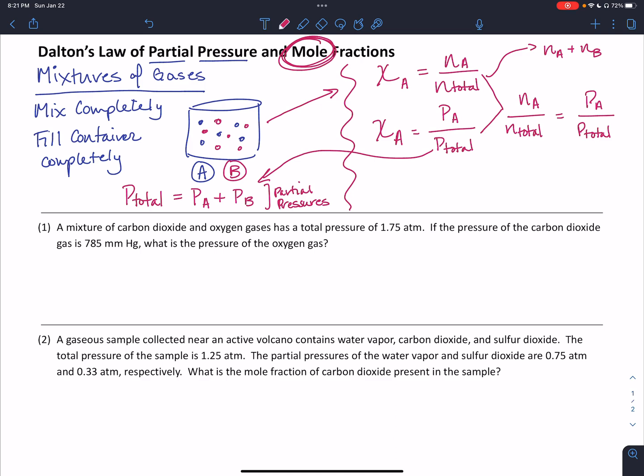Now, as always, watch your units. The units must match for pressure.